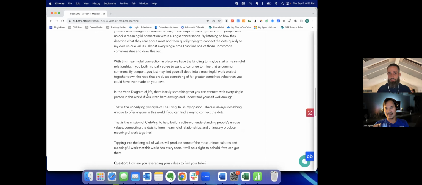But that's kind of the underlying principle, I think, of the long tail, right? On this curve, this bottom curve, the long tail portion, everybody is unique on that curve at the bottom down there. It's really about trying to figure out how you can individually connect people and connect the dots along the way, with your unique lived experience.